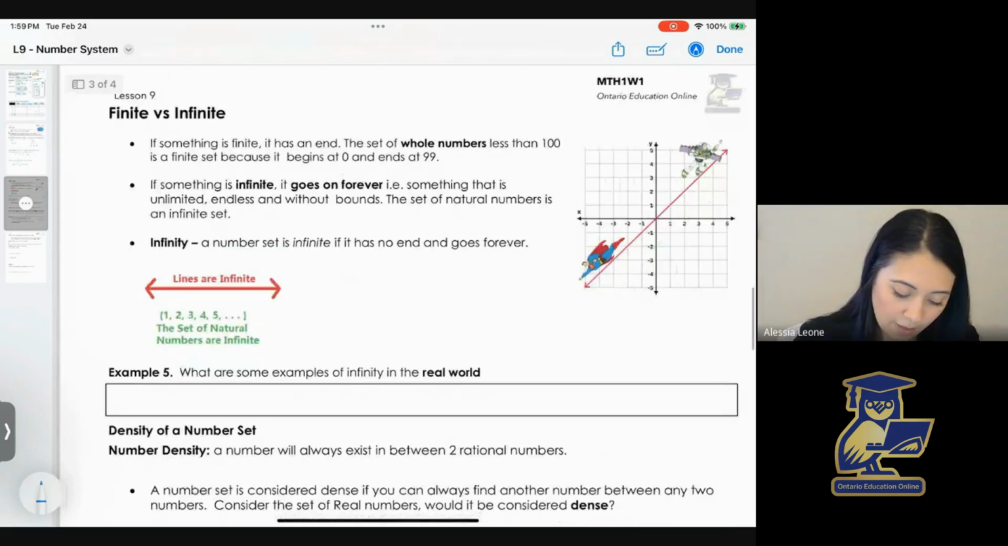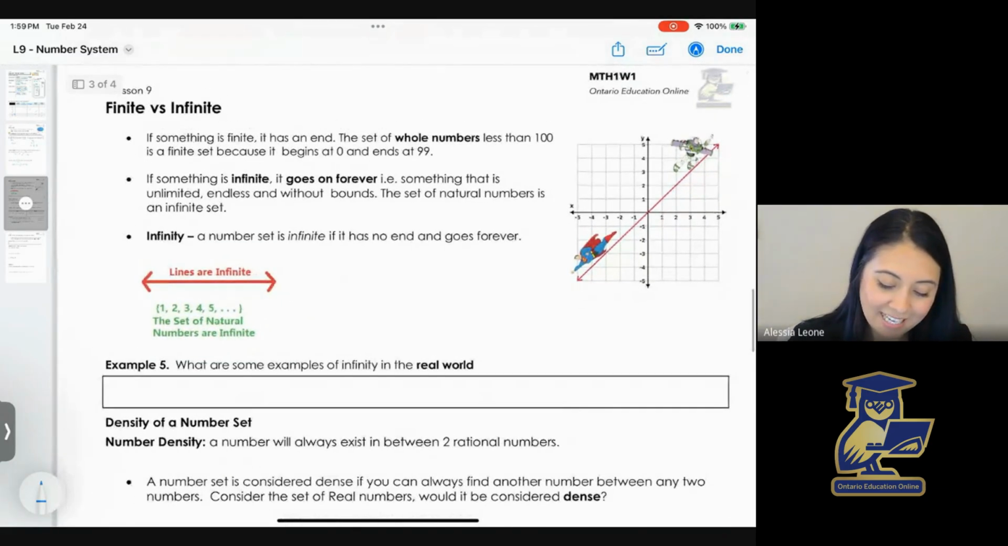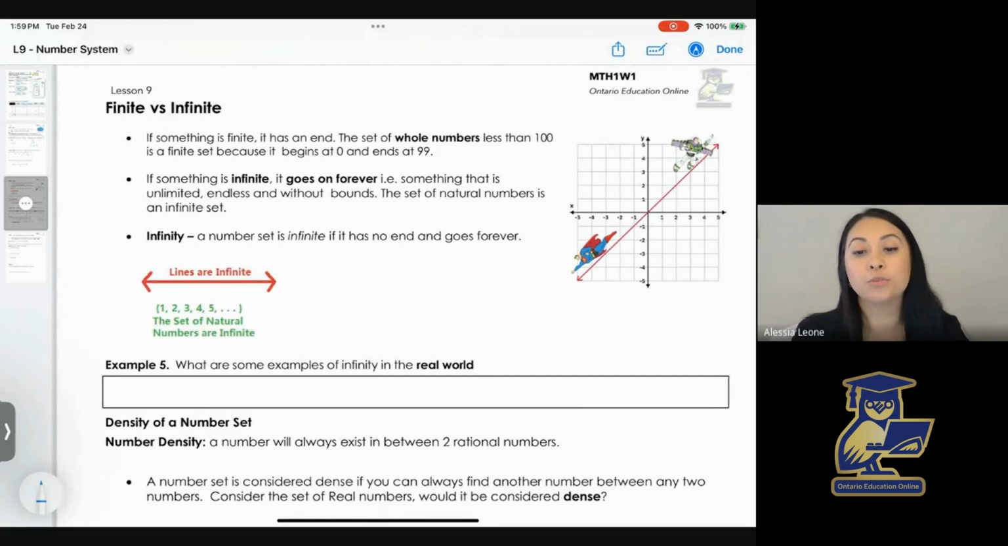Finite versus infinite. We're going to just read through these definitions together. If something is finite, it has an end. The set of whole numbers less than 100 is a finite set because it begins at 0 and it ends at 99. If something is infinite, it goes on forever. Something that is unlimited, endless, and without bounds. The set of natural numbers is an infinite set.